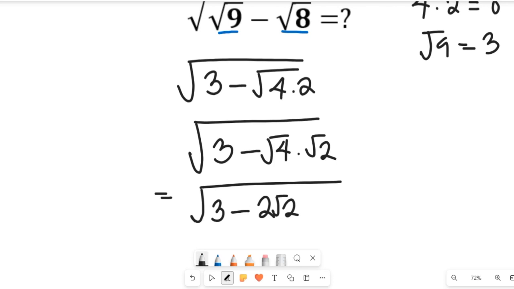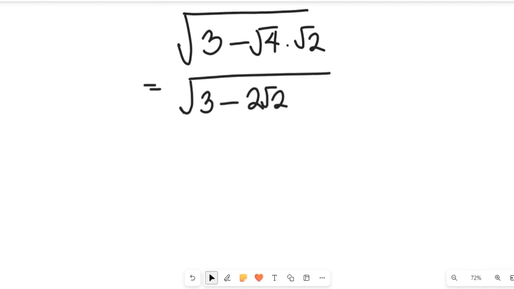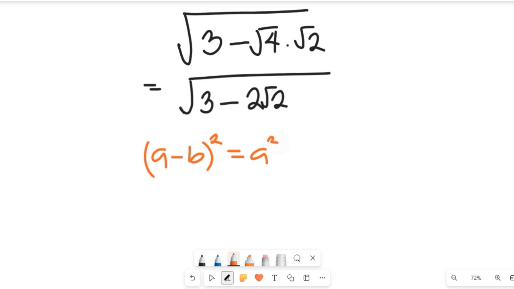So having arrived at that, I want you to recall an algebraic formula. In that algebraic formula, we're going to look at the reverse of that algebraic formula. In that algebraic formula, we'll have (a minus b) square is equal to a square minus 2ab plus b square. Do you remember this algebraic formula?